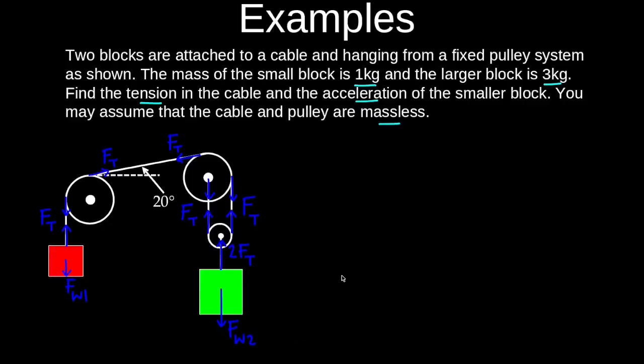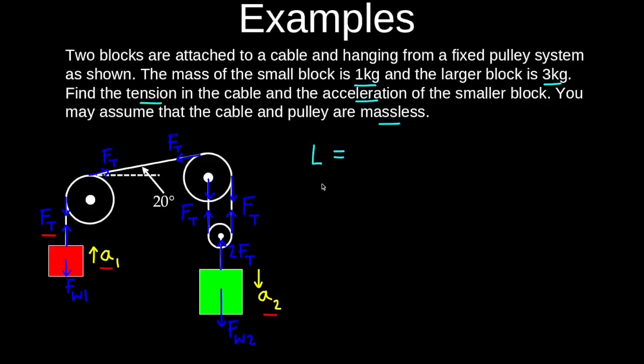So the force of weight on block 1 is smaller than the tensile force in the cable, because the smaller block is expected to accelerate upwards, and the larger block accelerates downwards. So in this case we have three unknowns, and I'll leave you to apply Newton's second law on each of these blocks to obtain two equations of motion, and the third equation is obtained from the length of the cable.